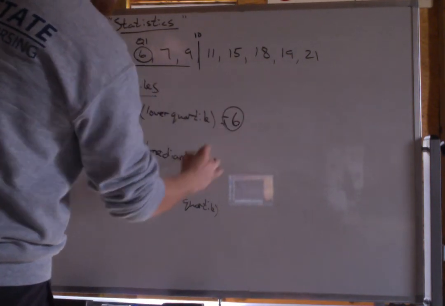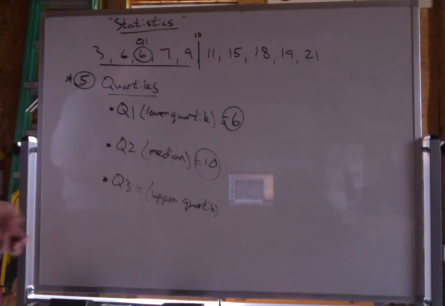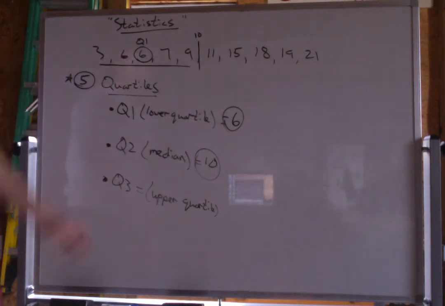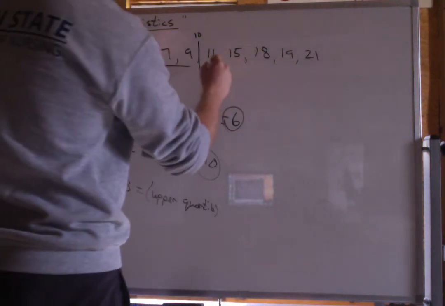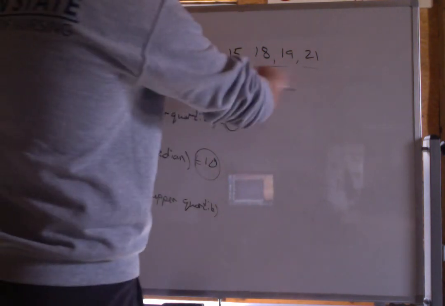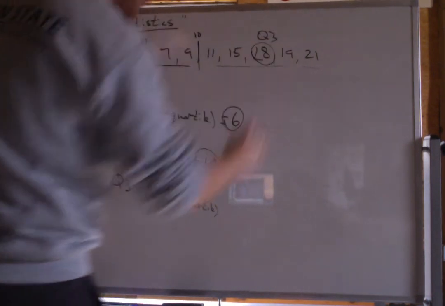We already found the overall median, which is quartile 2. You can think the second quarter is half, right? And then for the third quartile, or the upper quartile, once again, I look at the second half, or the upper half of the numbers. The third one in, once again, is 18, and that is going to be Q3.